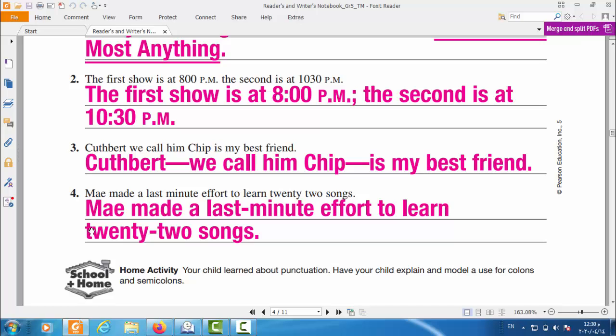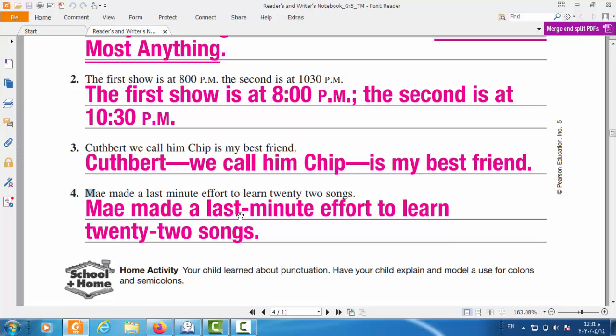Number 4, May made a last-minute effort to learn 22 songs. I put May as it is. This is a name, and it must be capitalized, and they did it. They did it already. May made a last-minute effort to learn 22 songs.